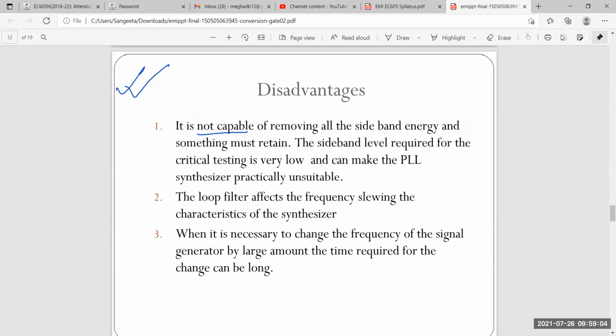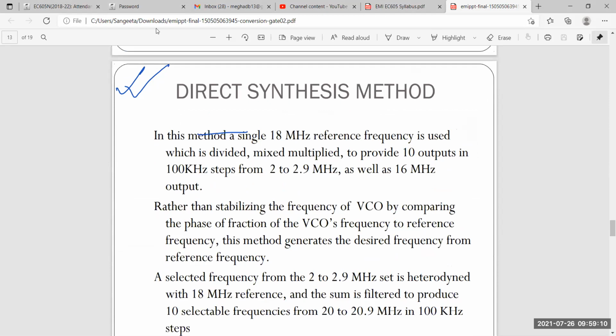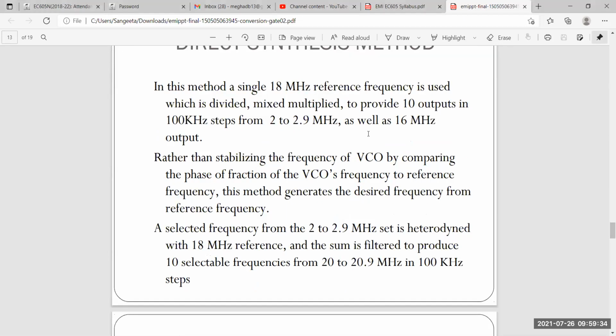Okay, some disadvantages are there for this indirect method. That is why we are shifting towards the direct synthesis method of the frequency synthesizer signal generator. What happens in direct synthesis? Here I have shown different values of reference frequency. Whatever is written on the slide, I'm going through that first. In this method, a single 18 megahertz reference frequency is used. Keep in mind the reference frequency used in the direct synthesis method.